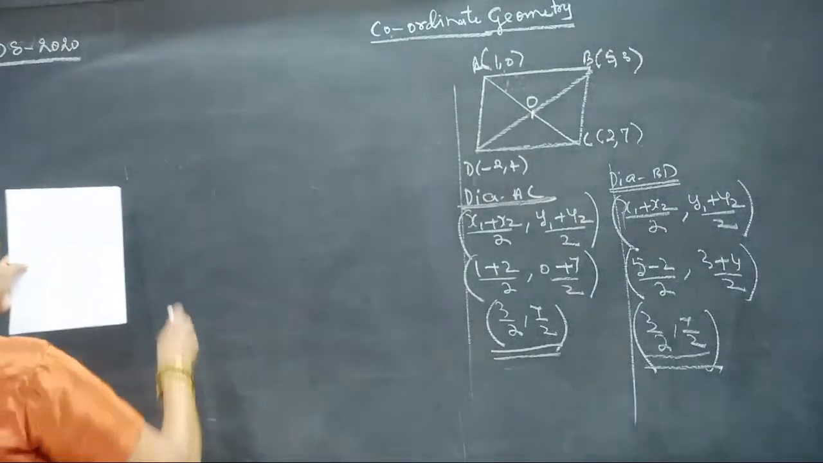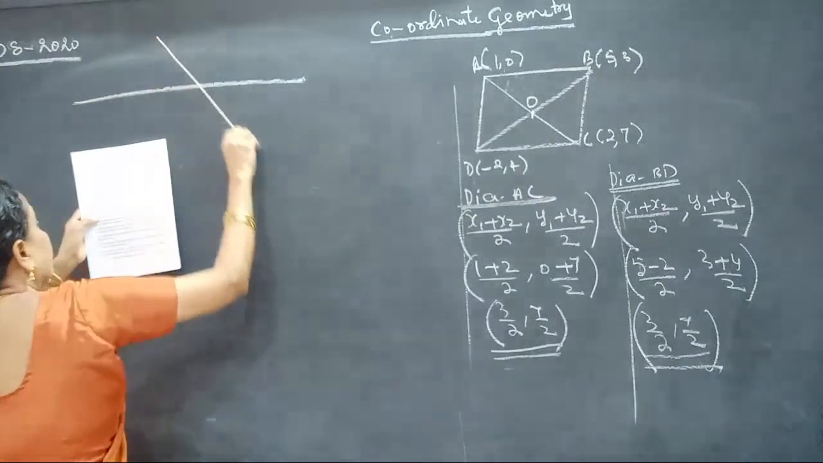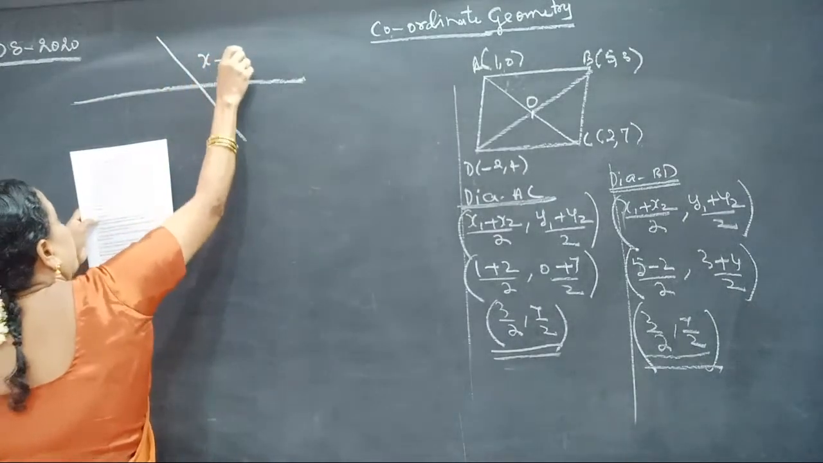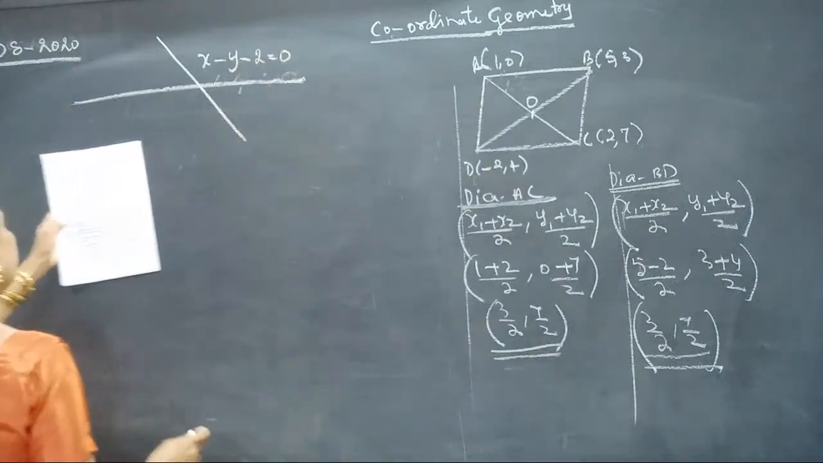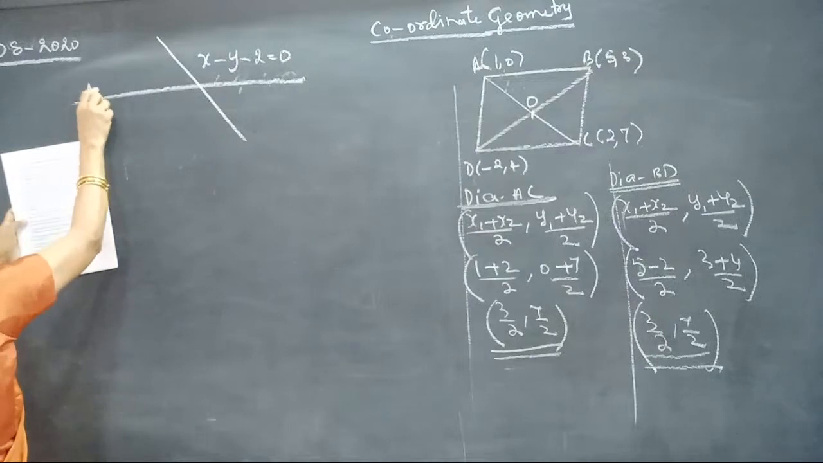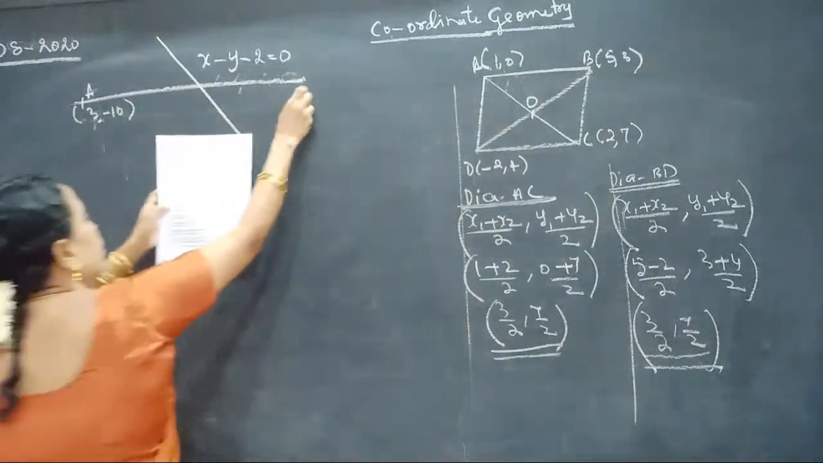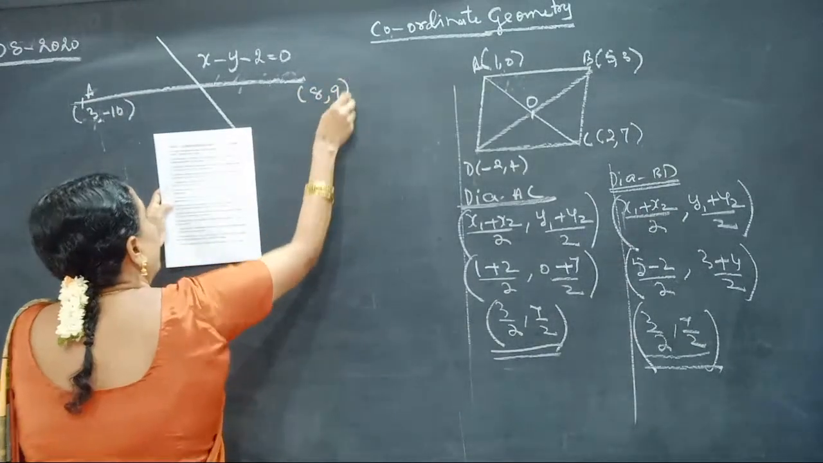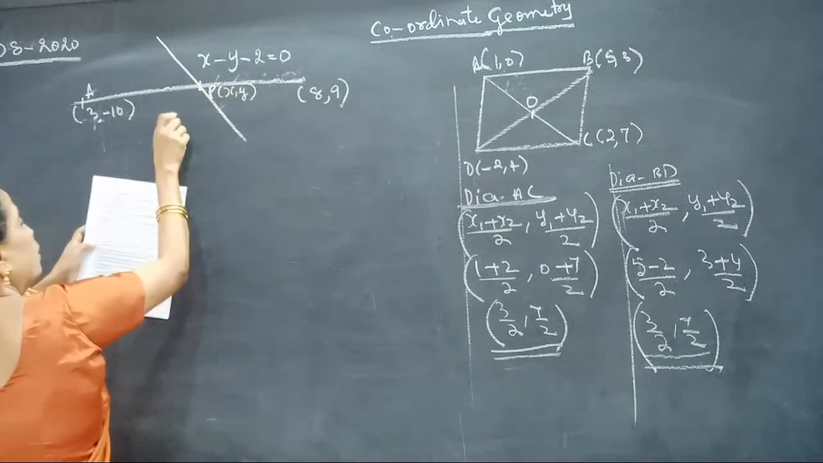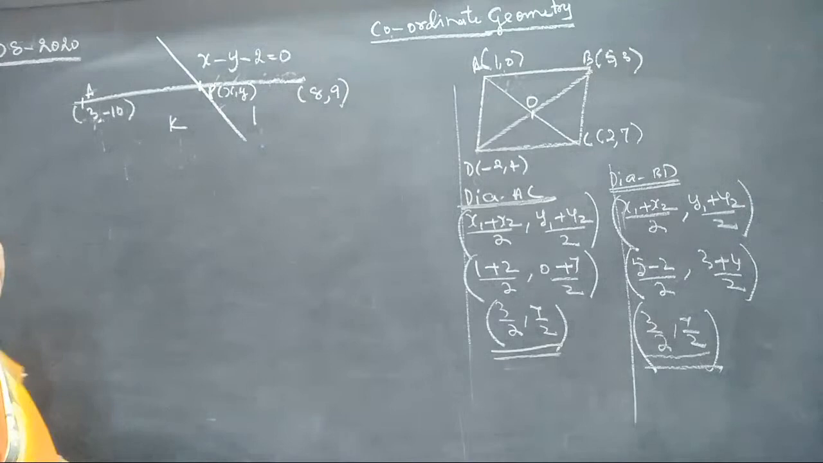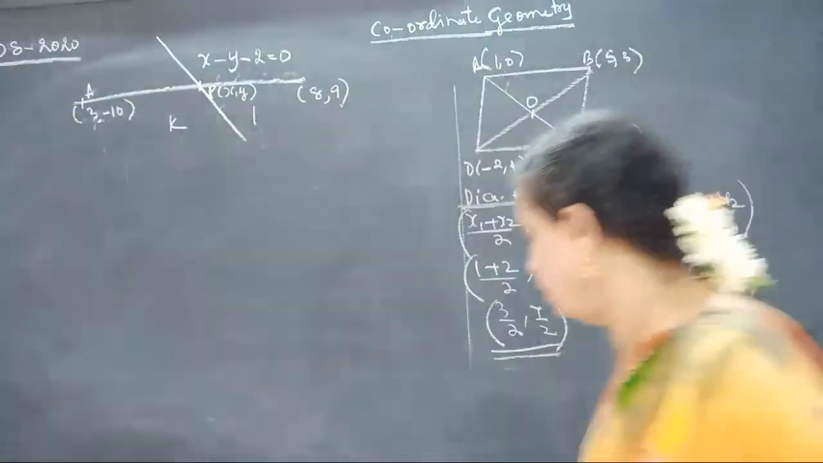Determine the ratio in which the straight line x minus y minus 2 is equal to 0 divides the line segment joining 3 comma minus 10 and 8 comma 9. Consider this point P, x comma y, divides AB in the ratio k is to 1. Get the figure?